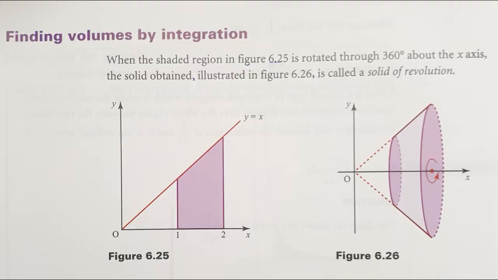When the shaded region is rotated through 360 degrees about the x-axis, the solid obtained is called the solid of revolution. If you see in the first diagram, we have taken the area from 1 to 2 and then we are rotating the figure along the x-axis. So we get a figure like this which is on the right.